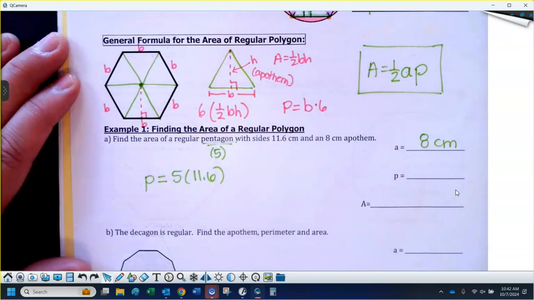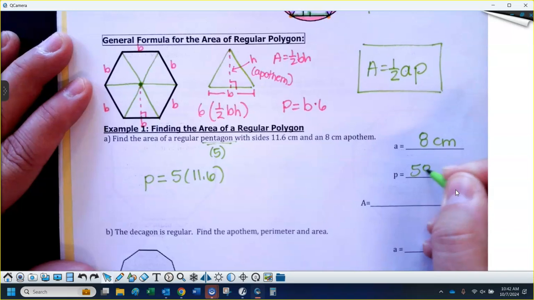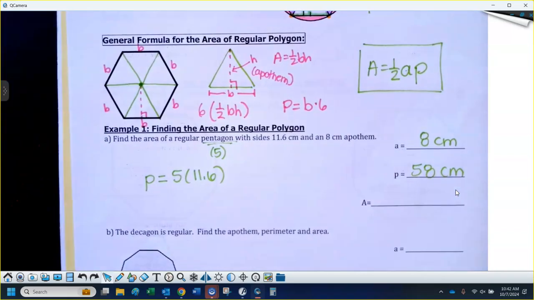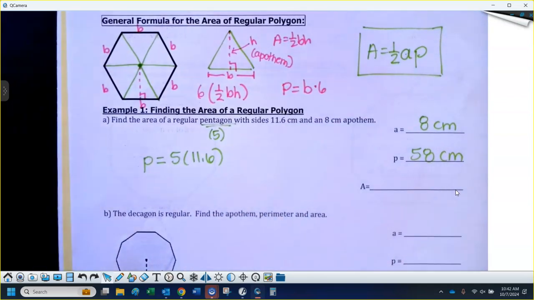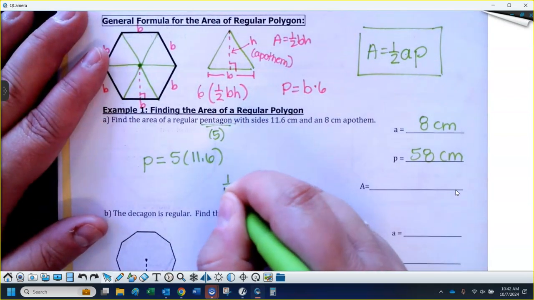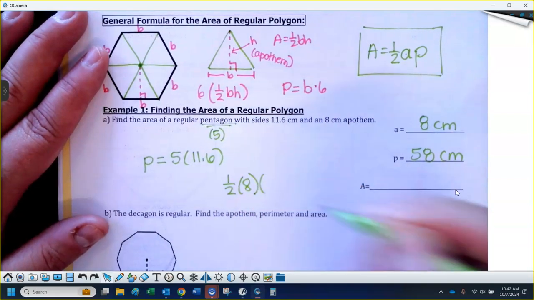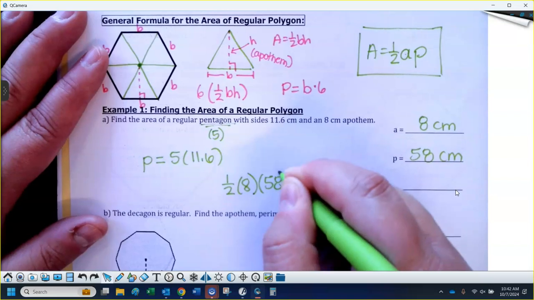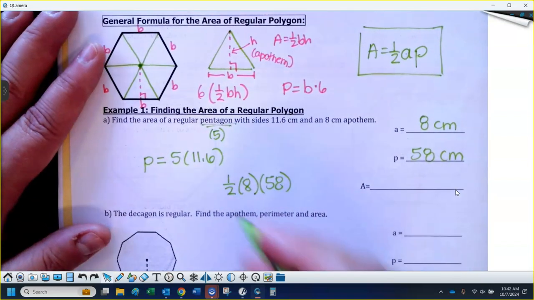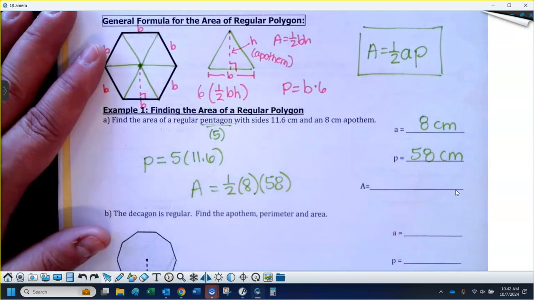And I got a nice number. I got 58. Now, whenever you do perimeter, you're not doing it in 2 dimensions. It would just be around the outside edge. I know I don't have a picture here, but I would just have 5 times whatever the side length is. Now, to do your area, you would literally just do 1/2. Your apothem would be 8, and your perimeter is the 58. And you would just type that in your calculator. That's going to give you your area, and you're done with the question.